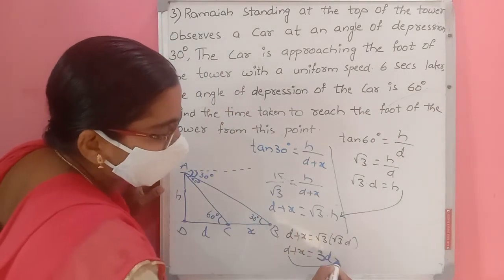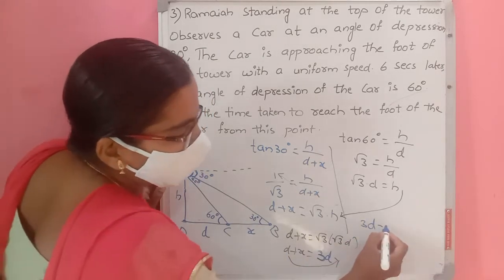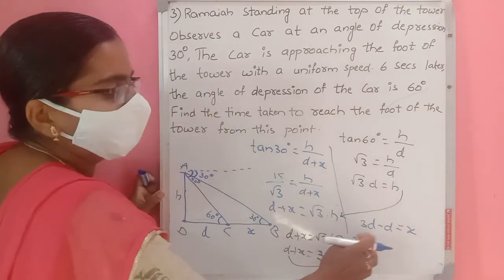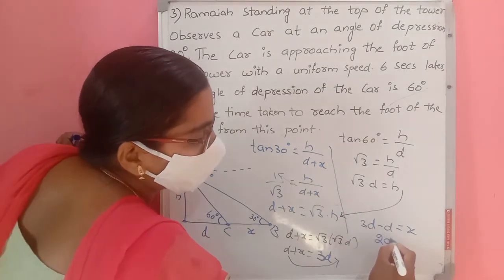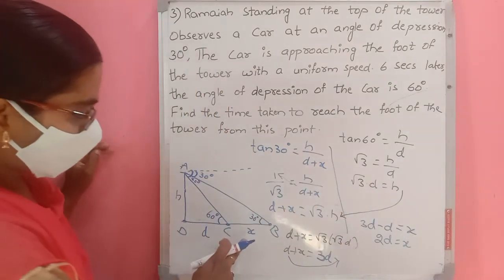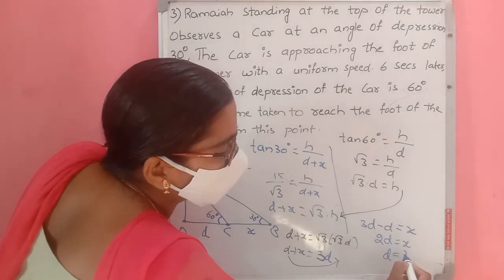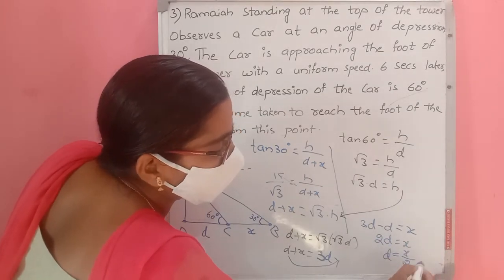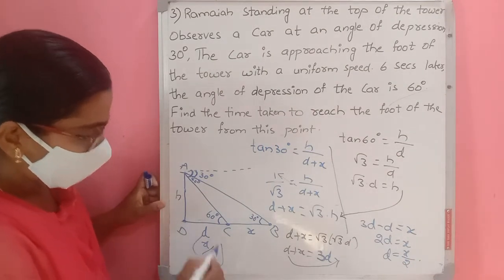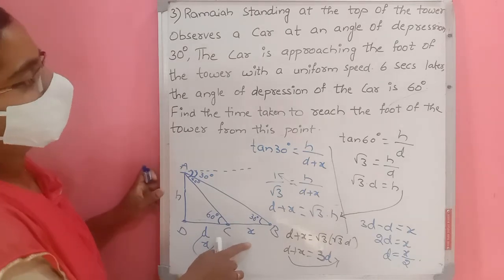Transpose this D to this side. That becomes 3D, and if you transpose, D becomes minus D. That is equal to X. 3D minus D is 2D. 2D is equal to X. Then we need D, so D is equal to X, and if you transpose the 2, it becomes by 2. So, D is equal to X by 2. So, this distance BC is X.